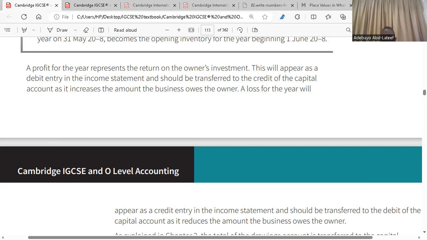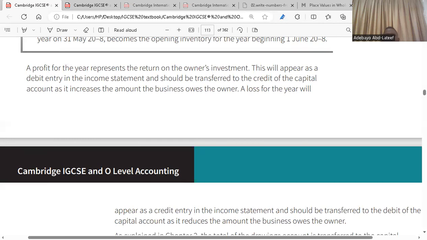This is your capital account. For your capital account, you have the debit side and the credit side. Profits made will be added to the balance brought down on the credit side, plus profits. That is clear. But if you are making a loss, it has to be on the debit side of your capital account.